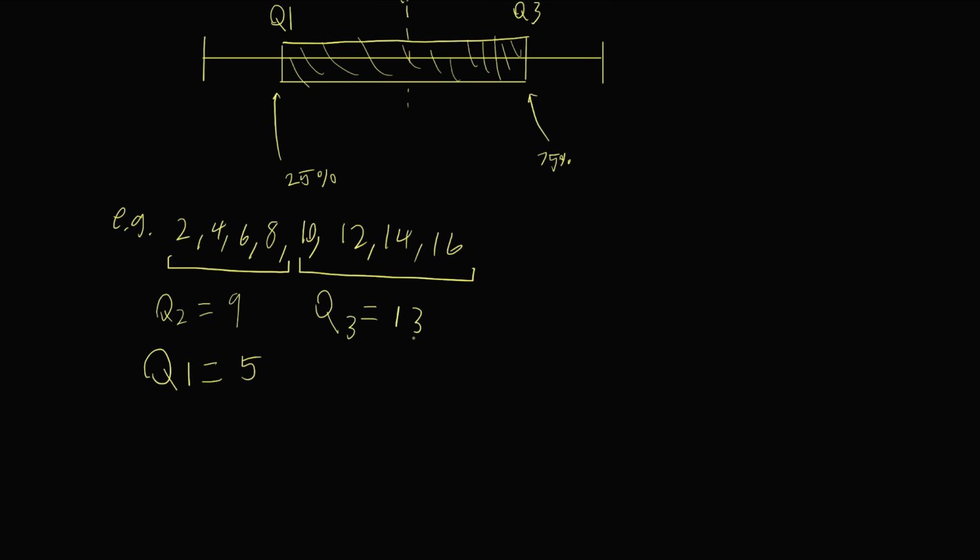that's 13, right? And how do you find IQR? IQR is just Q3 minus Q1, which is equal to 7. That's how you find IQR.